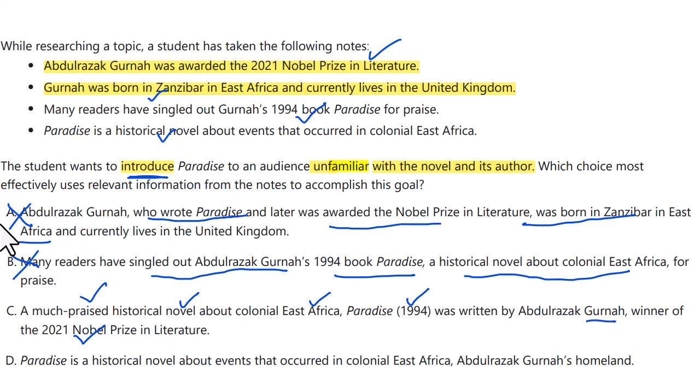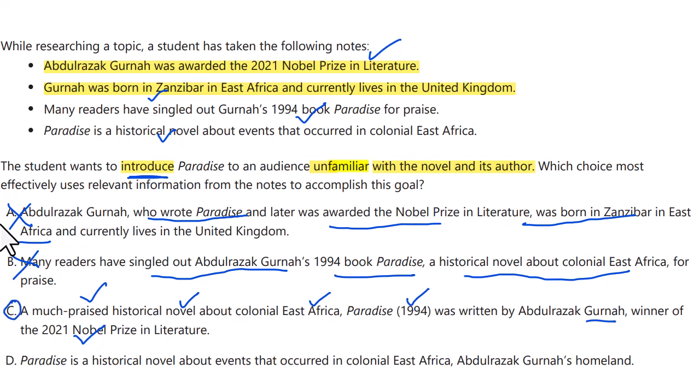That's important background. You don't necessarily need to know he lives in the UK, or you could probably assume he was born in East Africa because he's writing about it. And it's not really important he lives in the UK. So this is meeting both goals. It's introducing the book and it's getting the audience familiar with the important things they need to know about Gurnah, its author. C will be the correct answer.